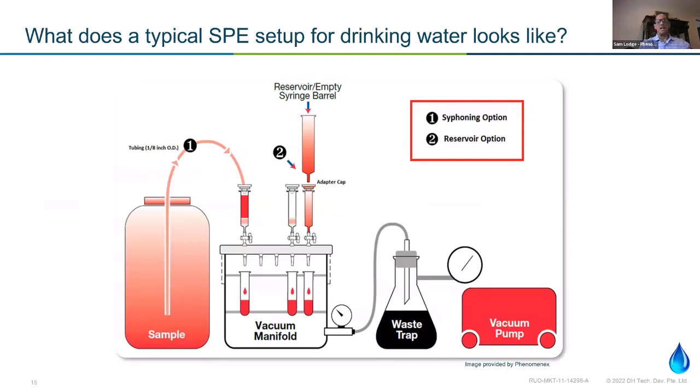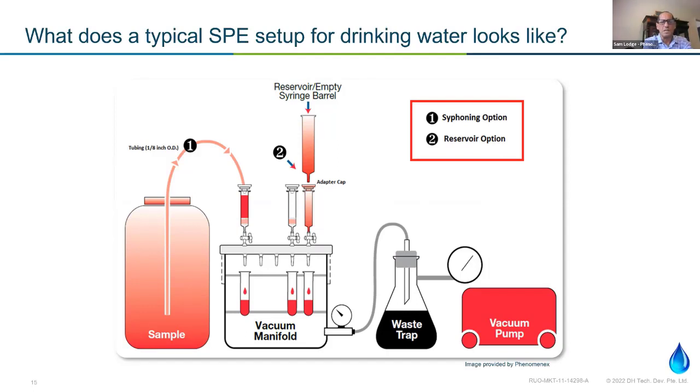This is kind of a schematic of a typical SPE setup. This is a manual, generally a 24-position solid phase extraction manifold. This includes transfer lines from the bottle. You can see in this schematic that you have a transfer line going directly into the tube.